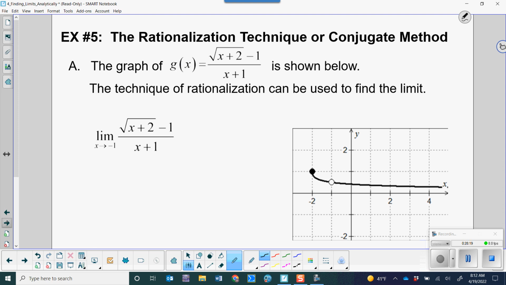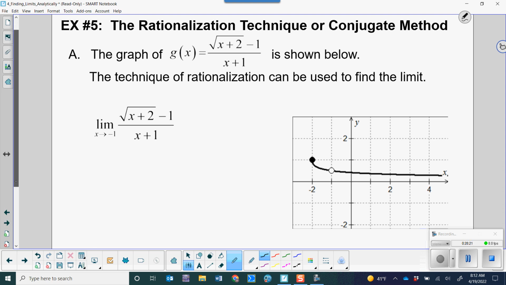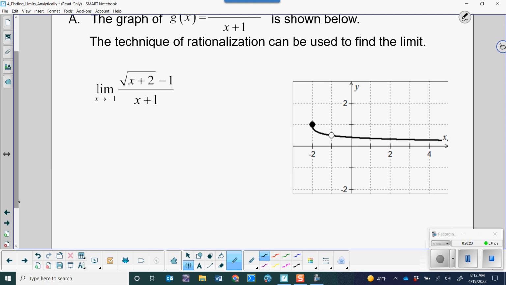So basically the first thing we do on every limit is we plug negative 1 in. But if we plug in negative 1, we're going to get square root of negative 1 plus 2, which is square root of 1, which is 1. So 1 minus 1 on the top is 0. Negative 1 plus 1 on the bottom is 0. So I get 0 over 0. Now I can't factor this one.